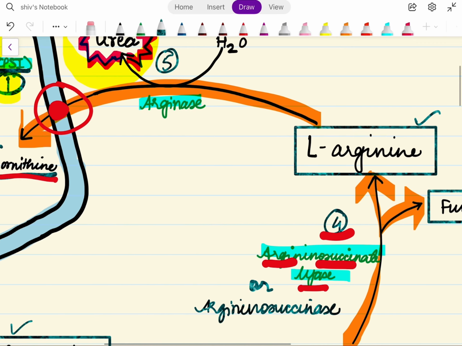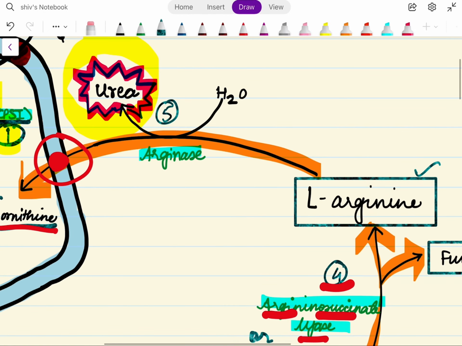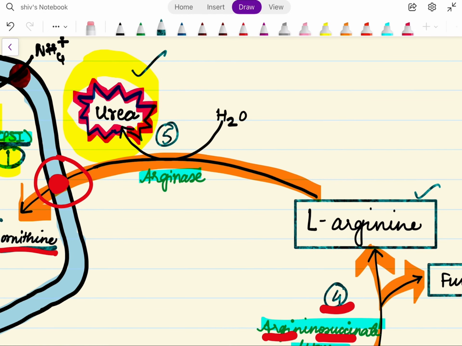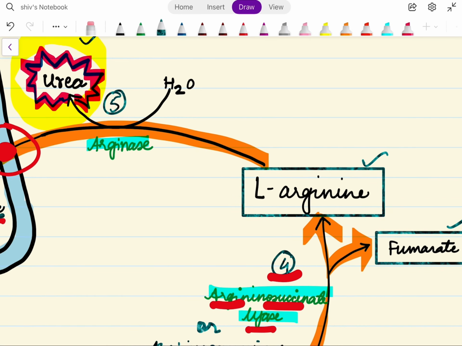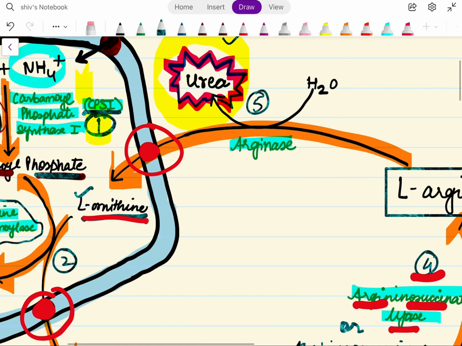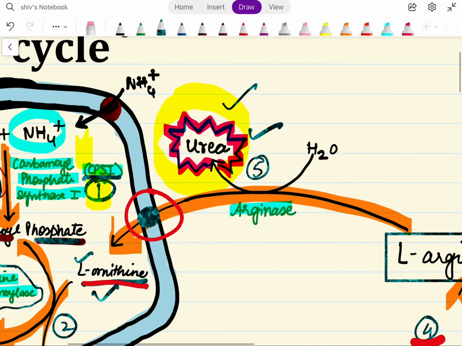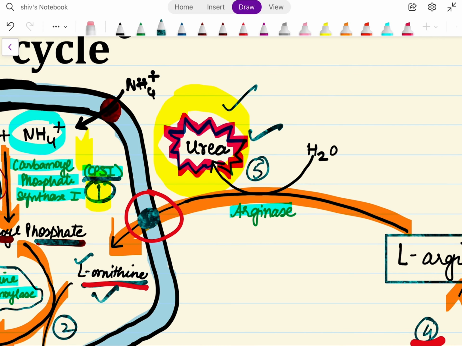Next is the fifth step and the final step, in which the hero of the urea cycle, that is urea, is formed. How is it formed? So here arginine is cleaved by arginase into urea and ornithine, and this ornithine is transported back to the mitochondria from the cytosol by the ornithine transporter. So ornithine is regenerated in this cycle. That is why, you might remember, I said that the urea cycle is also known as the ornithine cycle. Okay, so urea is formed. This is the essence of the whole urea cycle.